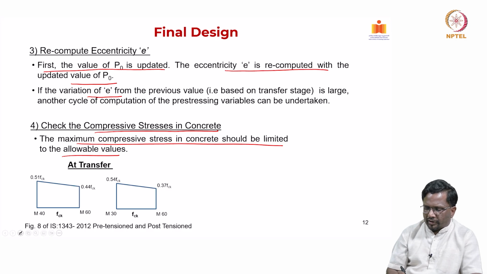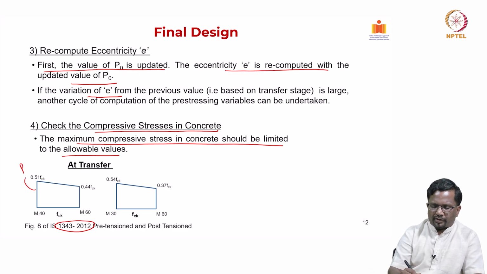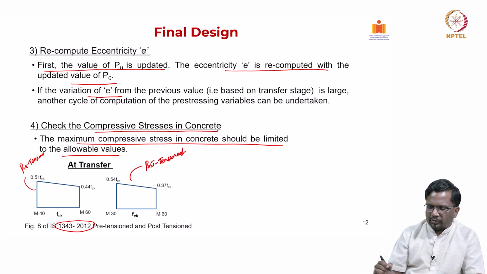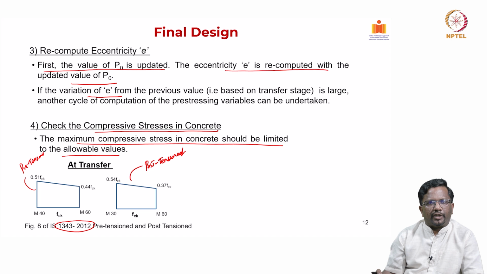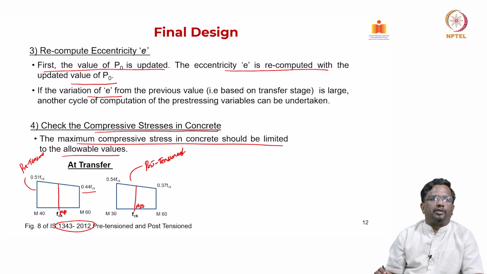What are the allowable values? Code IS 1343 gives you these limits. This is for pre-tension, right, and this is for post-tension. So, these are the stresses. For M40 it is 0.51 FCK, for M60 it is 0.44 FCK, and so on, right. These are the values, and we have to satisfy this. Depending upon the grade of concrete, for example, for M50, I have to do the interpolation.